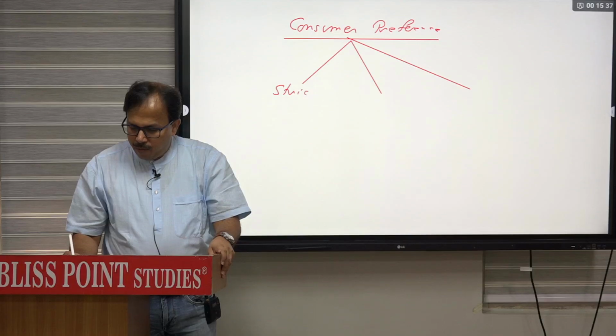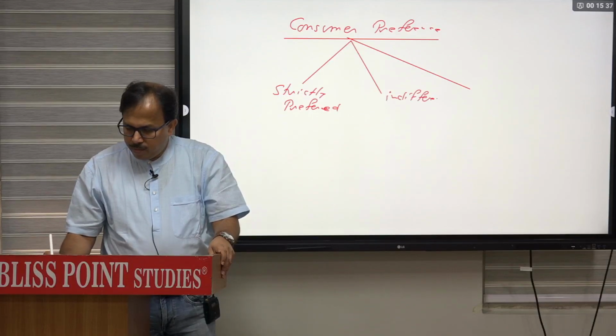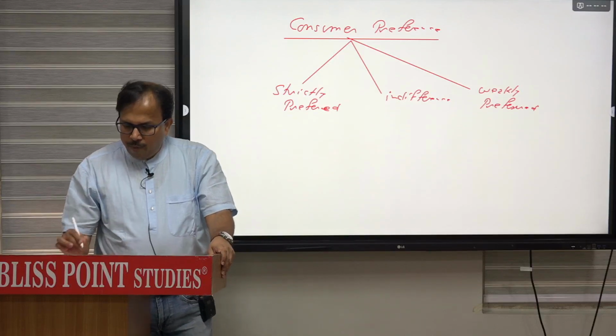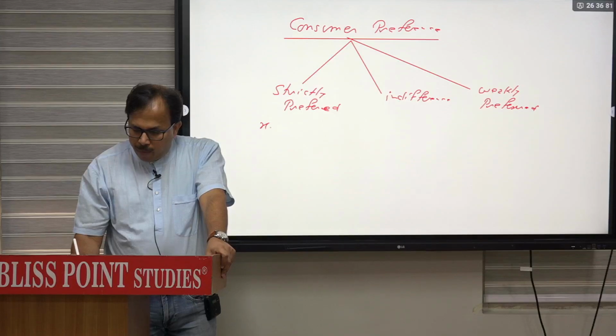So for strict preference, if x1 x2 is strictly preferred, then utility from x1 x2 must be greater as compared to utility from y1 y2. That means if in the utility function you substitute x1 x2, it must give you a larger number as compared to substituting y1 y2 in the same utility function. So strictly preferred means utility from x1 x2 must be greater than utility from y1 y2. In case of indifference, the consumer is indifferent between x1 x2 and y1 y2 only when utility from these two bundles is the same.